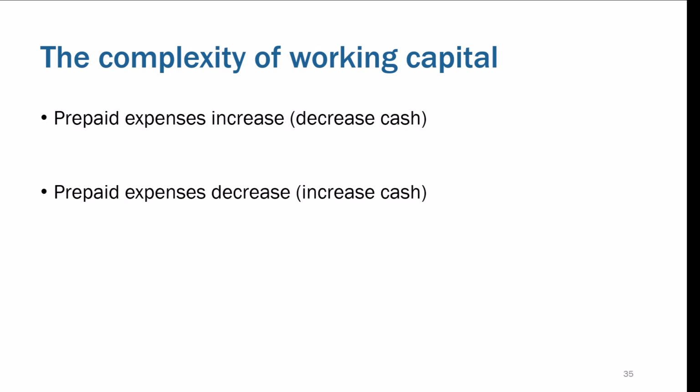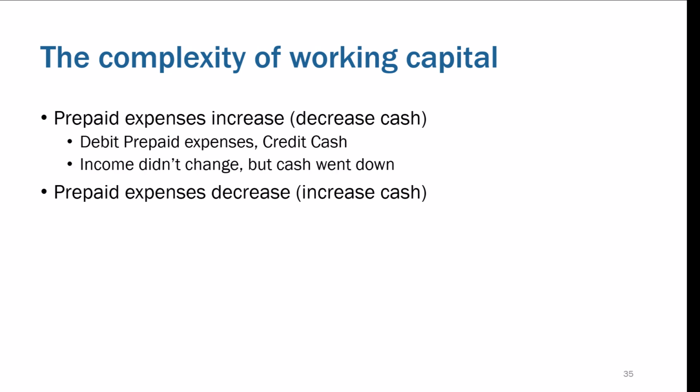Prepaid expenses. If they increased, we'd have to show a decrease to cash. Why? Well, because we would have debited prepaid expenses, which are an asset, and credited cash. Income doesn't change with that, but cash went down. So we have to show that adjustment.